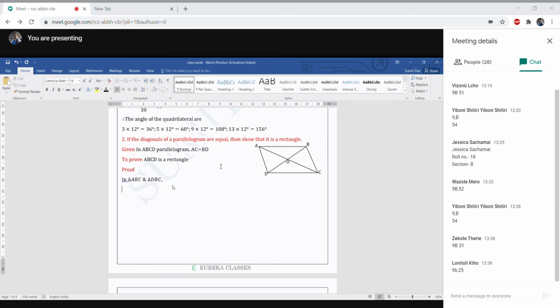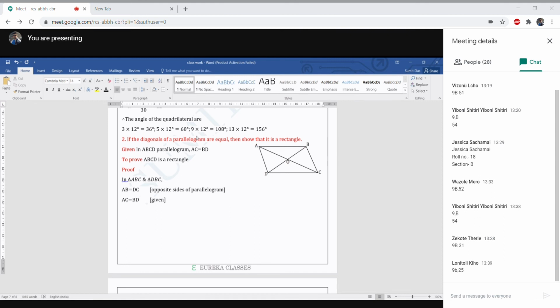In these two triangles, we can write AB equal to DC, because they are opposite sides of a parallelogram. Then AC equal to BD, because it is given that the two diagonals are equal. So AC equal to BD.